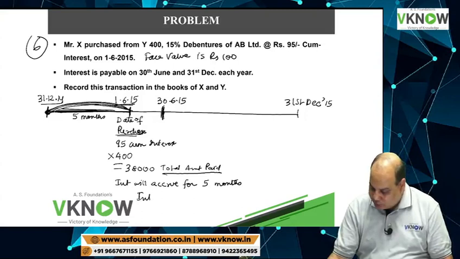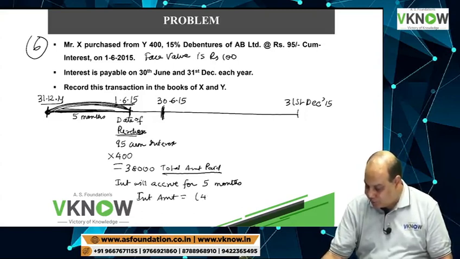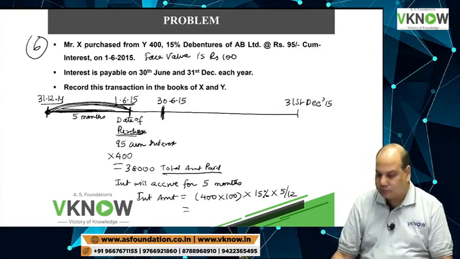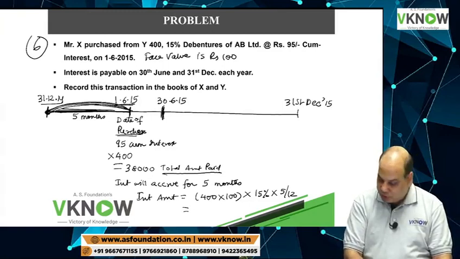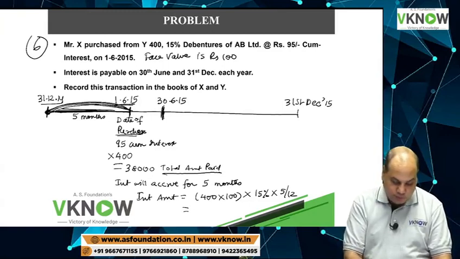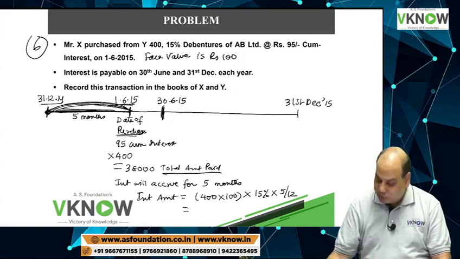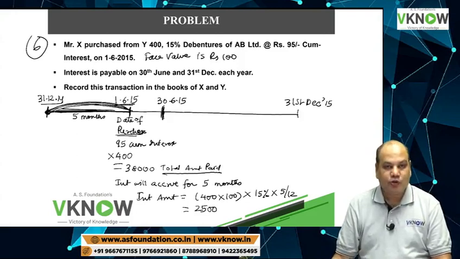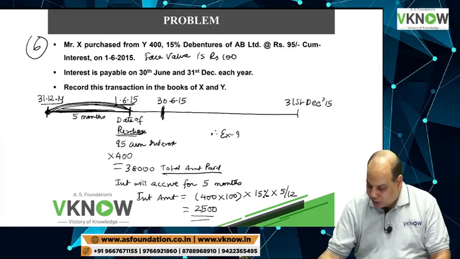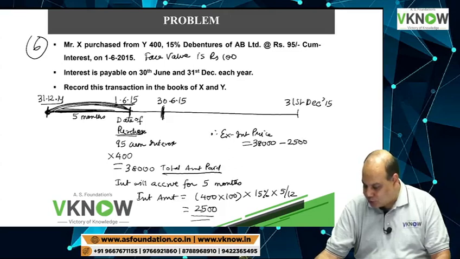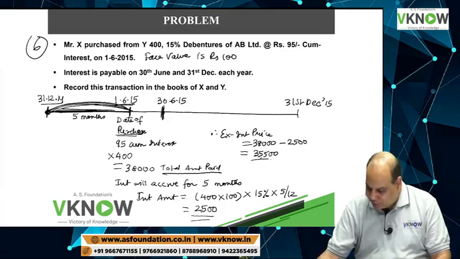So what will be the interest amount? Interest amount will be 400 debentures into 100 rupees face value into 15% into 5 months divided by 12 months. 400 debentures into 100 rupees face value, so that is 40,000, into rate of interest 15%, into 5 divided by 12, equal to how much? So that comes to 2,500 rupees. So first you will calculate the interest. Interest is 2,500 rupees. Therefore, ex-interest price will be 38,000 minus 2,500, which is 35,500.